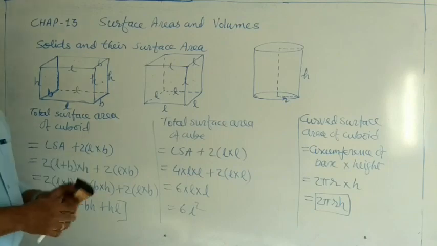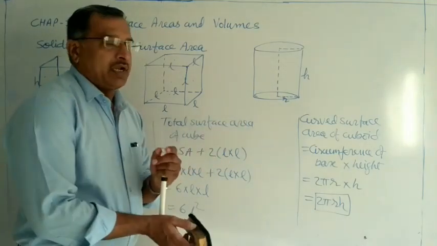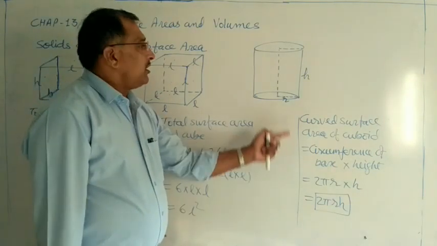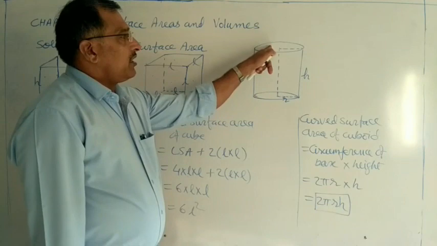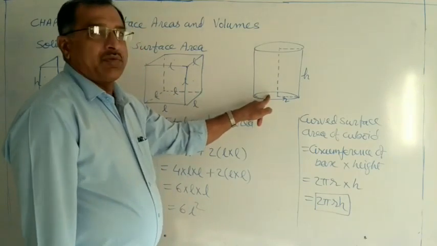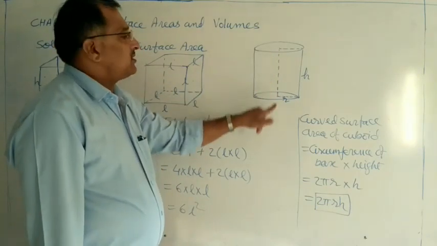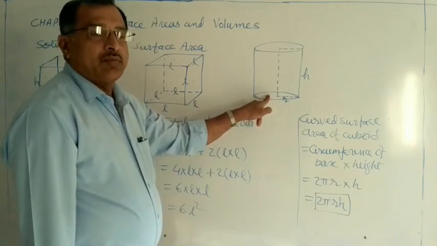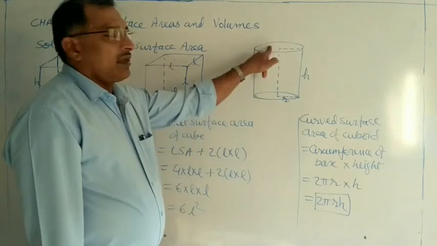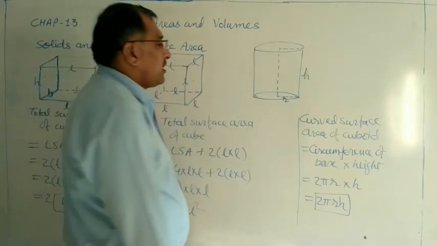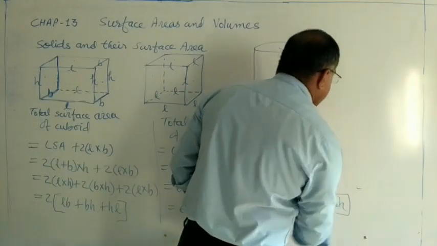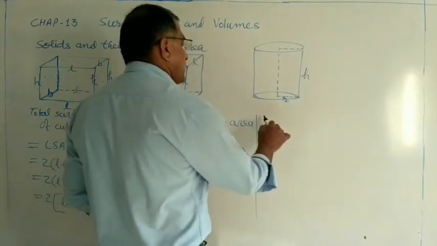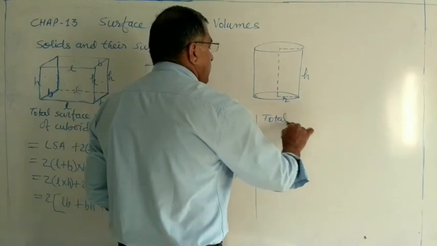Now let us go for total surface area of cylinder. Now in cylinder we have already seen curved surface area of cylinder, 2 pi r h. Now area of the top and bottom. Here bottom is circular, top circular with the same radius. Therefore the area of this circle, that is bottom, is pi r square, and area of top also pi r square. So we can add both of these to the curved surface area, and thus we will get total surface area of cylinder.